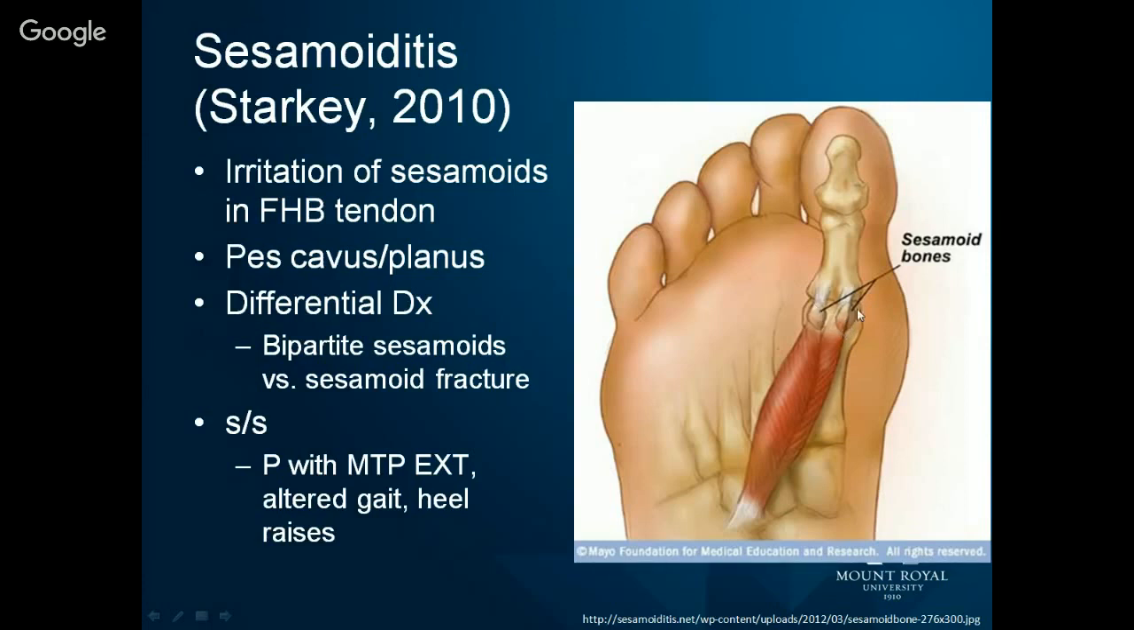Signs and symptoms of sesamoiditis or irritation of a sesamoid bone: pain with metatarsal phalangeal joint extension. Because this is on the bottom of the foot, the person's gait might be altered. And last but not least, pain with heel raises. In attempting to plantar flex, the flexor hallucis brevis tendon contracts and puts stress through an irritated sesamoid bone.